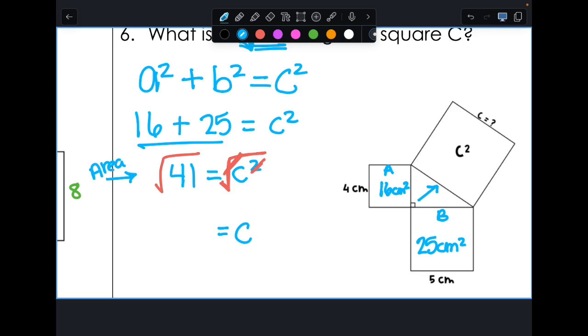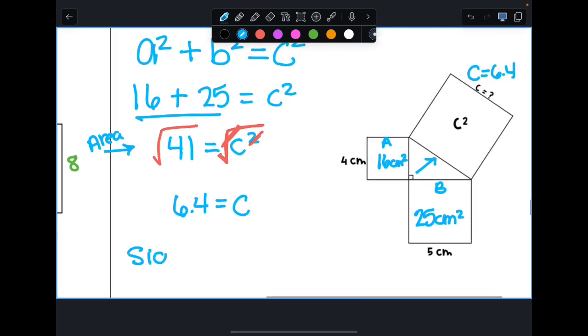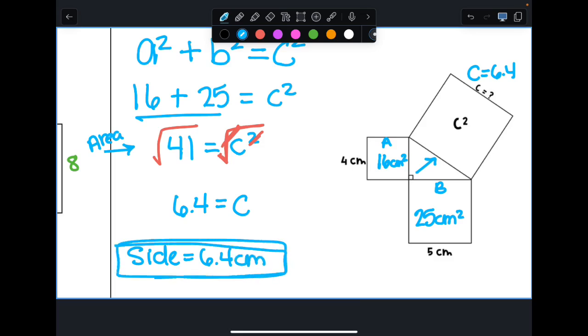What is the square root of 41? So C, 6.4, which is your side. Since it is a side, you don't put the little squared on it, okay?